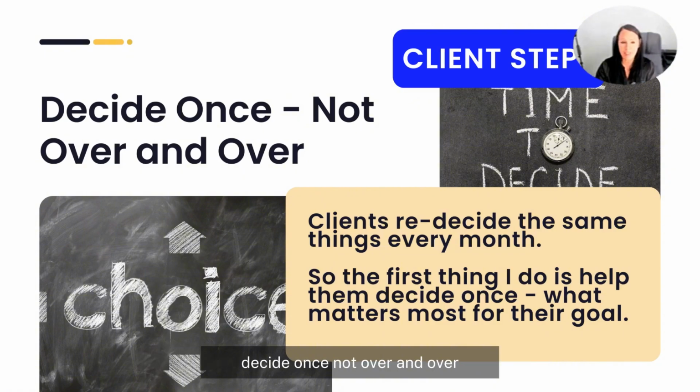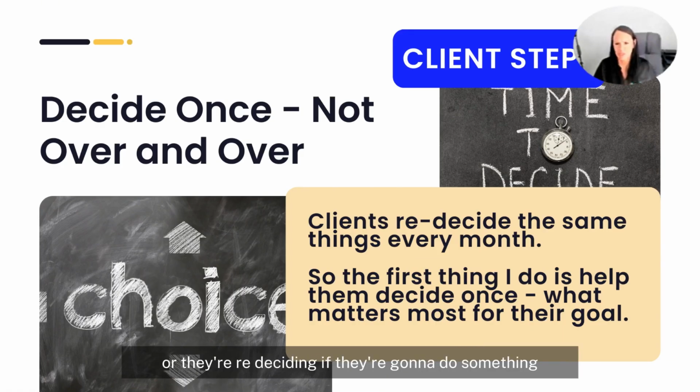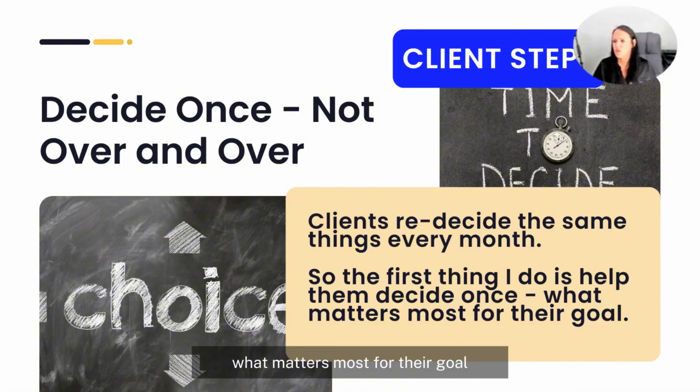Again, decide once, not over and over. Clients tend to redecide the same things every single month, right? You update them, hey, I got this done, your credit score is this, and then they're redeciding whether or not they're going to continue to work with you, or they're redeciding if they're going to do something that they need to do. So the first thing I do is help them decide once what matters most for their goal.